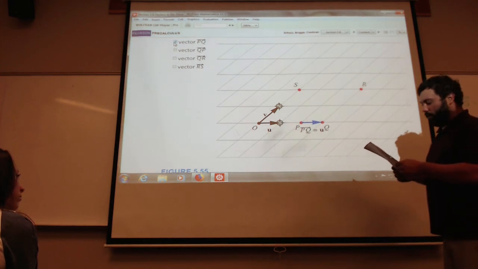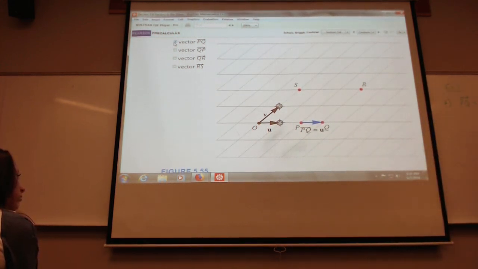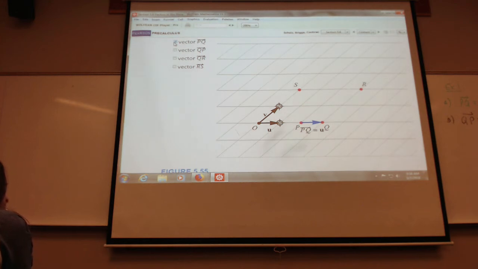And then what about if I want to go from Q to P? What would I do instead in terms of u? Negative u. Okay, so part B, if I want to start at Q and point to P, that would just be multiplying u by -1. Certainly QP is going to be minus u.